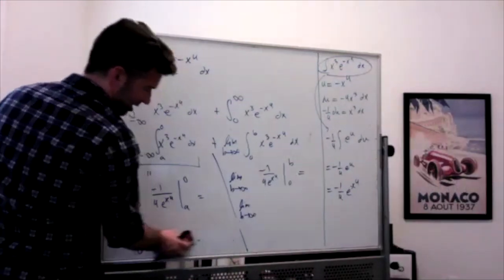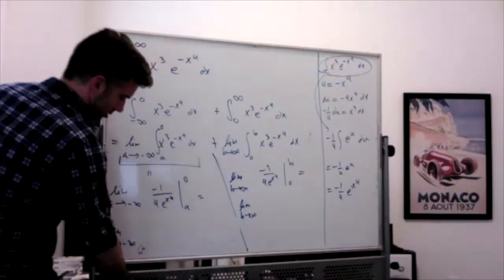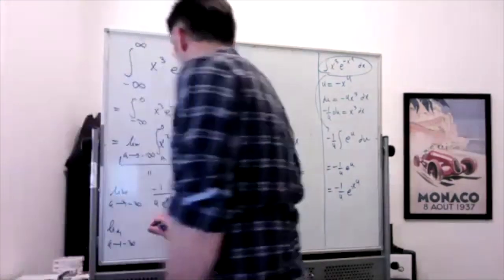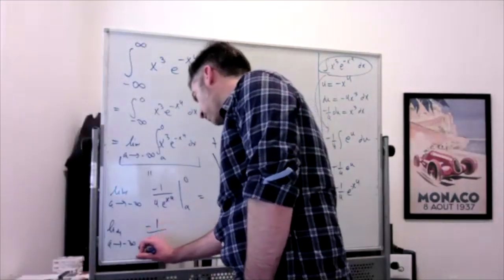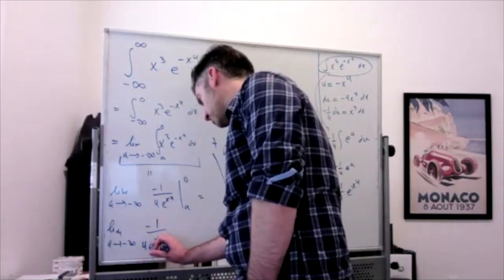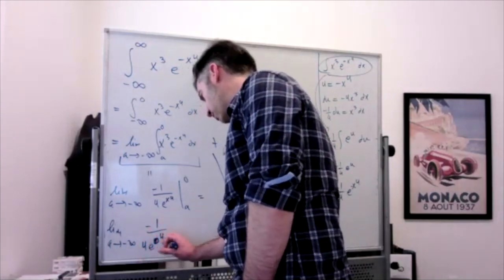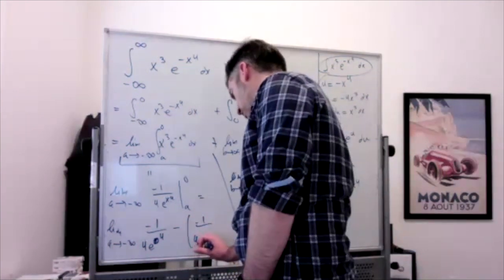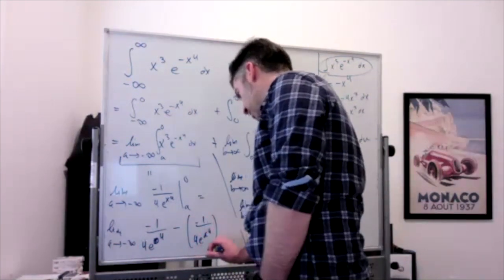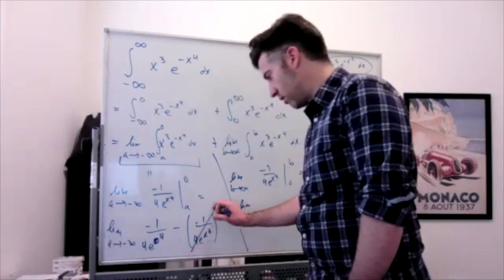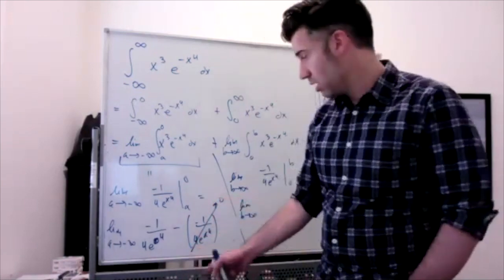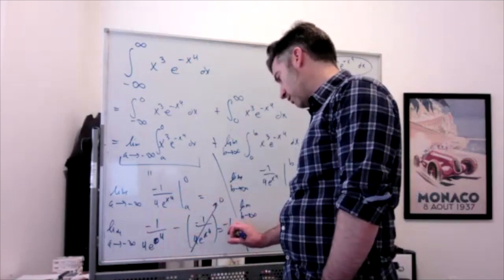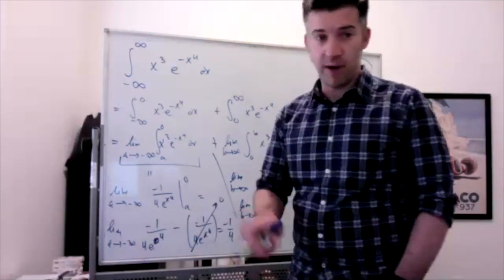Let me just fix it because I think it changes the sign of our answer. Sorry about that. This should have been negative 1 over 4 e to the 0 to the 4th minus negative 1 over 4 e to the a to the 4th. And this part goes to 0 because the denominator is huge. And this part's going to be negative 1 over 4. So we get negative 1/4, not positive 1/4.